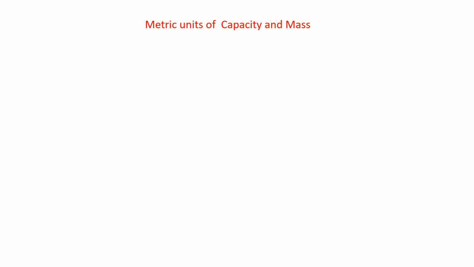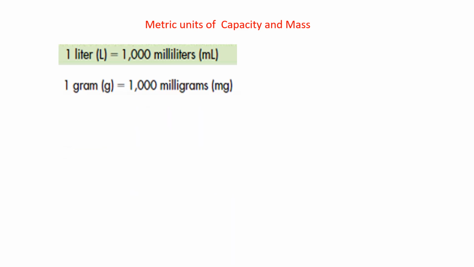So the first rule in that lesson is 1 liter equals 1000 milliliters. The second rule is 1 gram equals 1000 milligrams. The third rule is 1 kilogram equals 1000 grams. So again, guys, what are the rules here? 1 liter equals 1000 milliliters, 1 gram equals 1000 milligrams, then 1 kilogram equals 1000 grams.